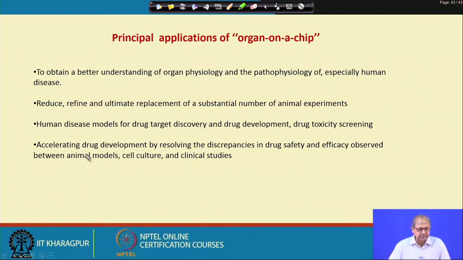And they accelerate drug development by resolving the discrepancies in drug safety and efficacy observed between animal models, cell culture and clinical studies. Because when any drug comes to the market, first there is preclinical data, then clinical data, then it goes through several clinical phase trials, and then it comes. So, there are a lot of discrepancies between cell culture data, animal experiment data, and clinical phase 1, phase 2, phase 3 data. Those should be rationalized on the basis of human organ on chip.